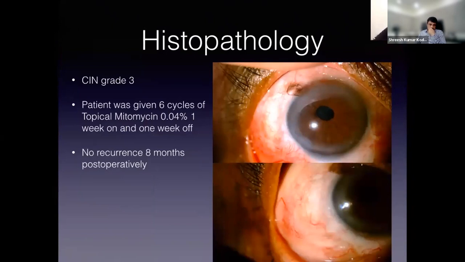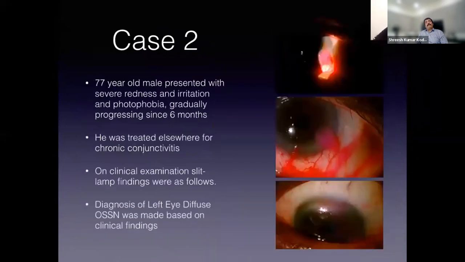grade 3. Considering this diagnosis, the patient was put on 6 cycles of chemo with topical mitomycin 0.04%, 1 week on and 1 week off. Although the margins were clear, we didn't want to give any chance for recurrence, so topical mitomycin C was decided to be given. The patient was very tolerant to the chemotherapy and he remains tumor-free since 8 months post-operatively. He's been regularly followed up.